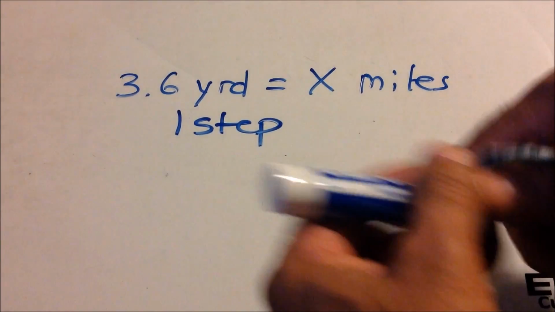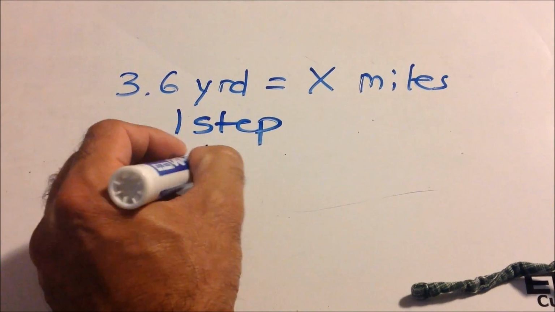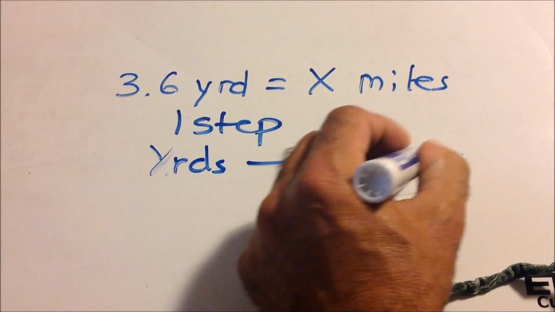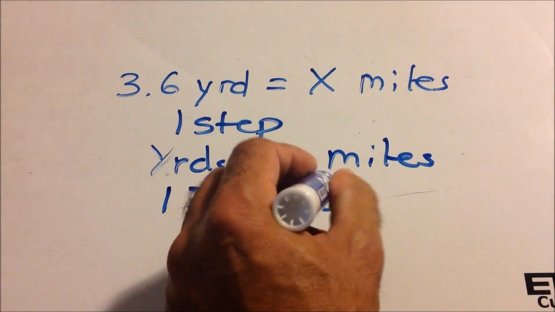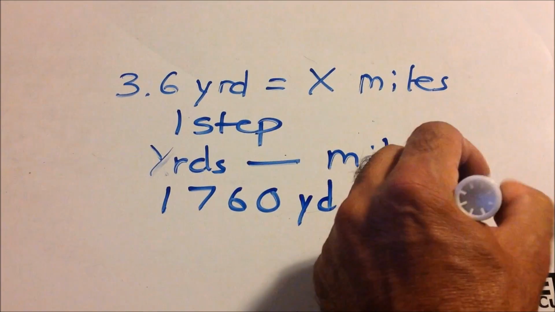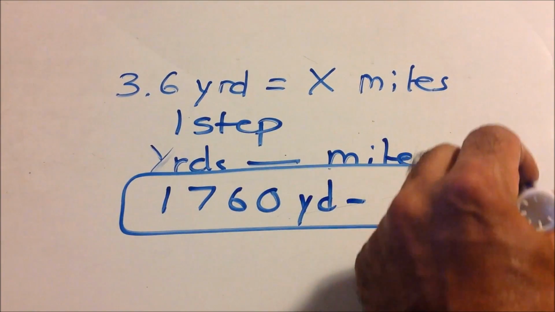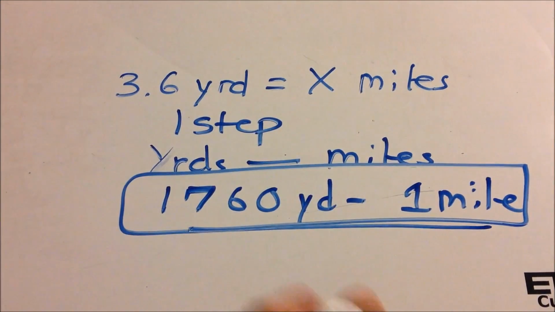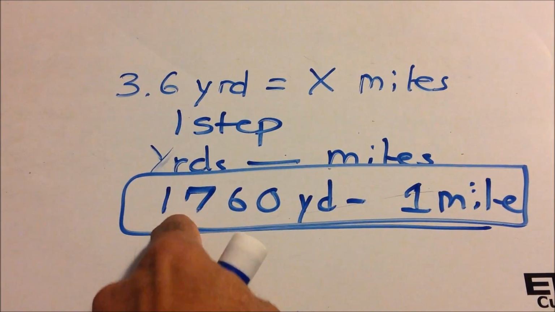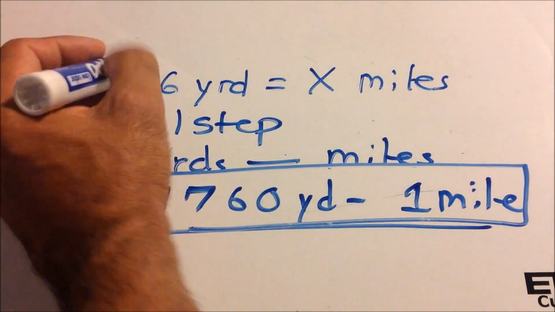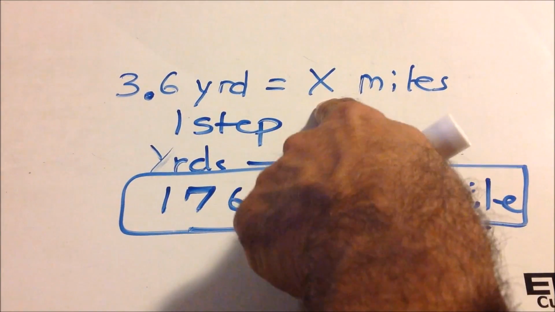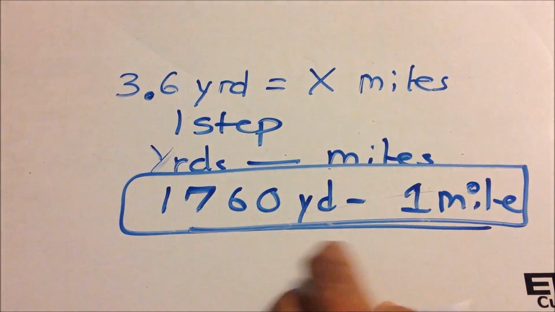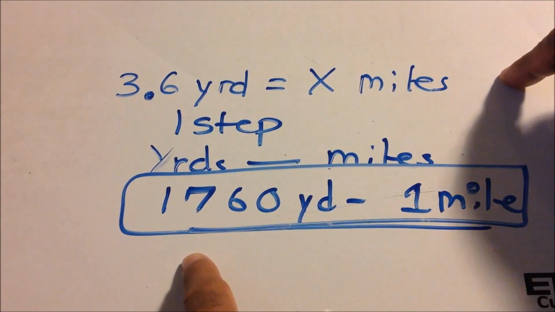Well, the first step is to know how many yards are in a mile. So there's 1,760 yards in 1 mile. So there's our unit rate already. As you can see by now, probably figured out we're doing unit rates, which we did before. And logically, if there's 1,760 yards in 1 mile, 3.6 yards won't even equal a mile. So this answer has to be a fraction because it's not going to be 1. It's going to be much less than 1, just logically.